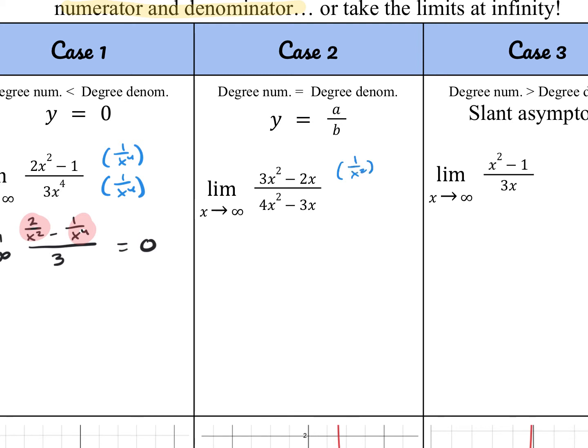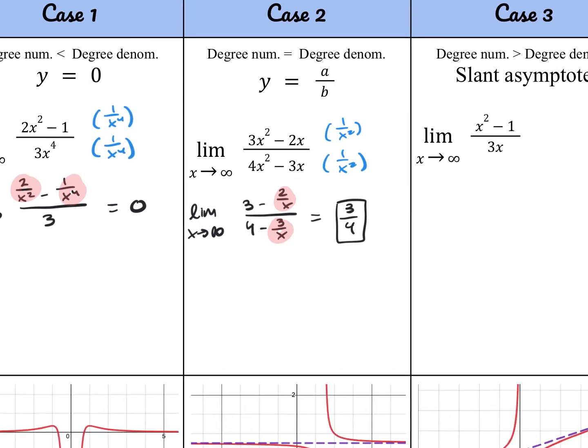If you divide each term in the numerator and denominator by x squared and take the limit as x approaches positive infinity, it leaves you with 3 minus 2 over x over 4 minus 3 over x. So this portion will approach 0, this portion will approach 0, and we know that the limit of a constant is just the constant. So you're left with 3 over 4.